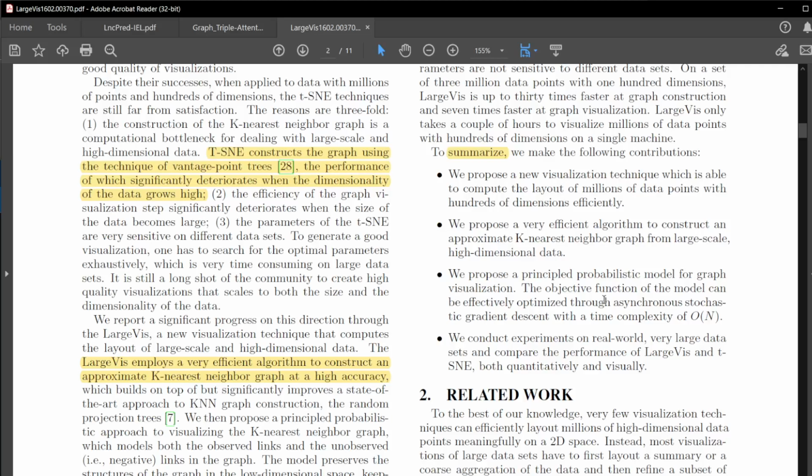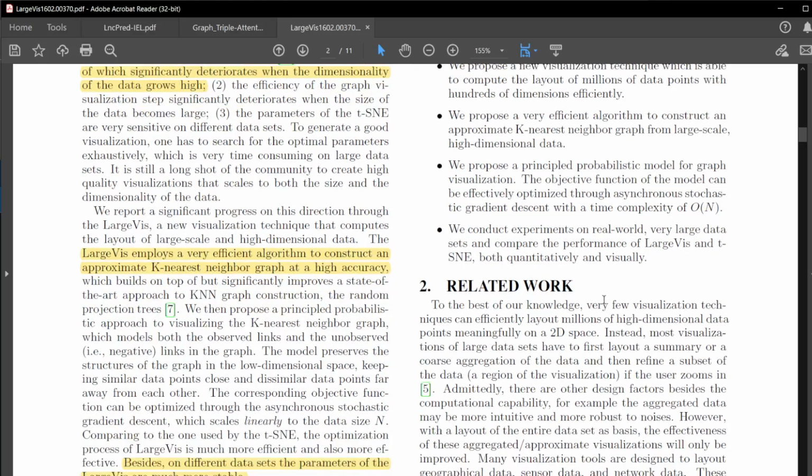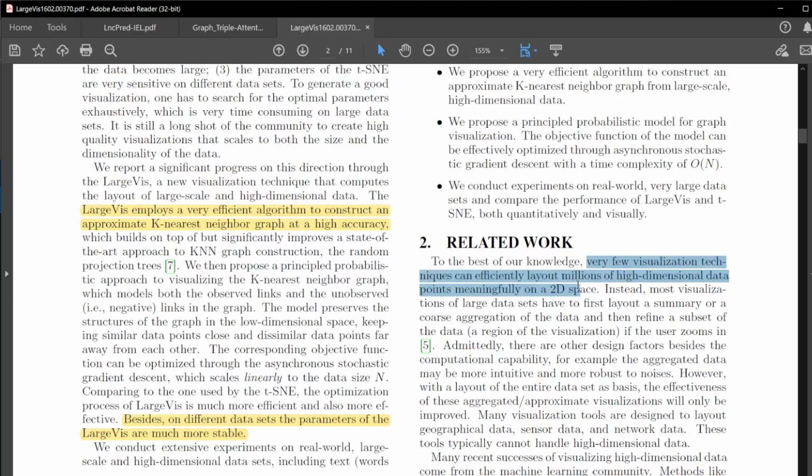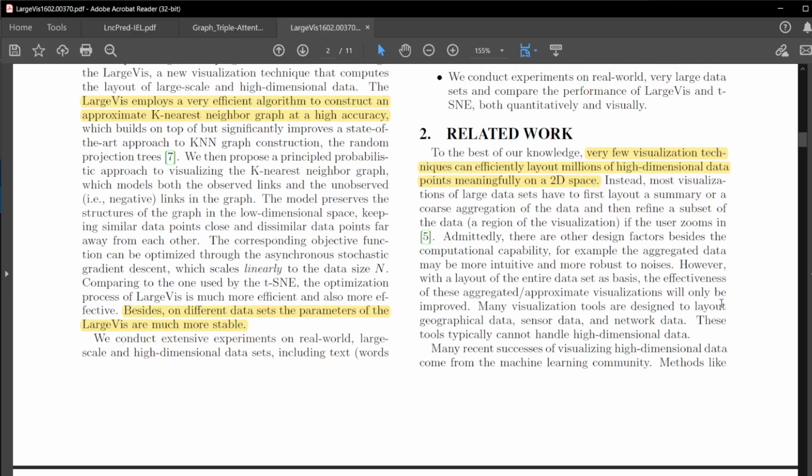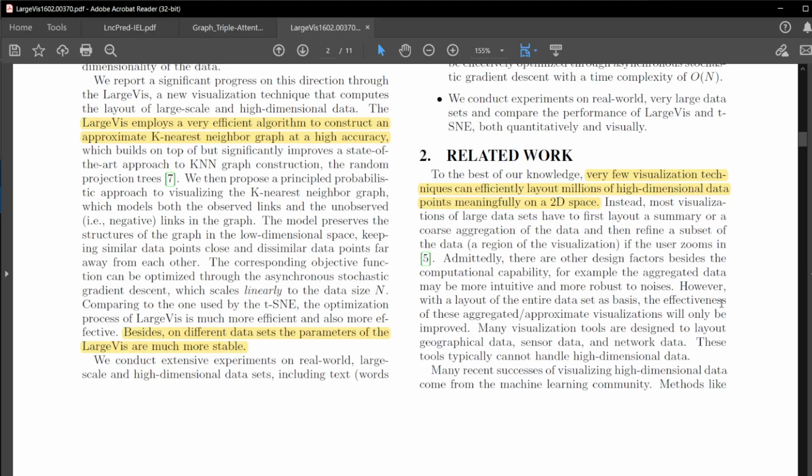To the best of our knowledge, very few visualization techniques can efficiently lay out millions of high-dimensional data points meaningfully on a 2D space. Instead, most visualizations of large data sets have to first lay out a summary or a coarse aggregation of the data and then refine a subset of the data, a region of the visualization, if the user zooms in. [5] Admittedly, there are other design factors besides the computational capability. For example, the aggregated data may be more intuitive and more robust to noises. However, with a layout of the entire data set as basis, the effectiveness of these aggregated/approximate visualizations will only be improved. Many visualization tools are designed to lay out geographical data, sensor data, and network data.